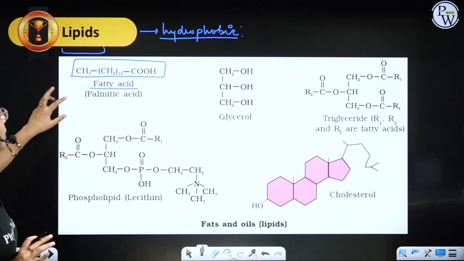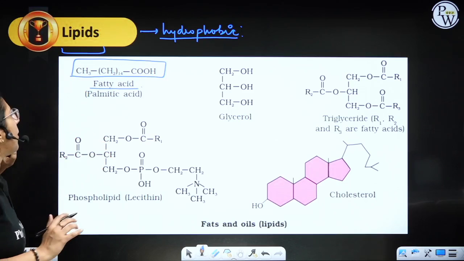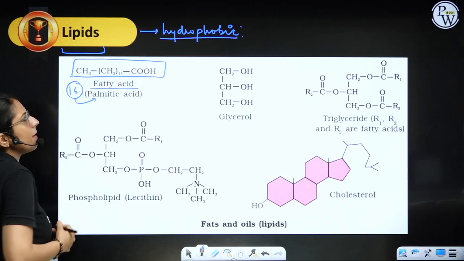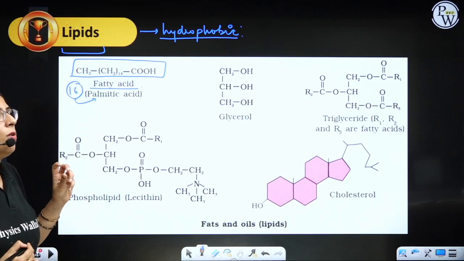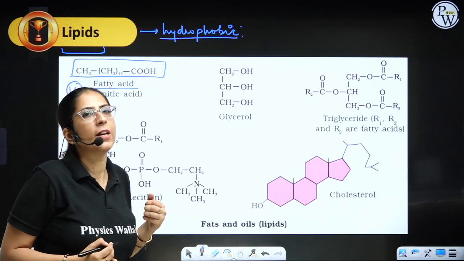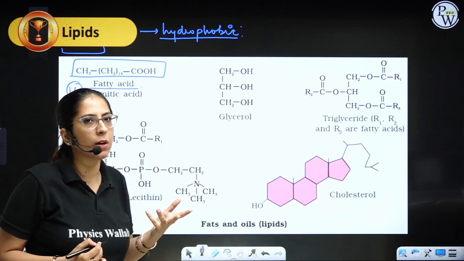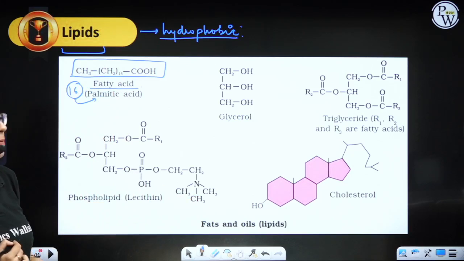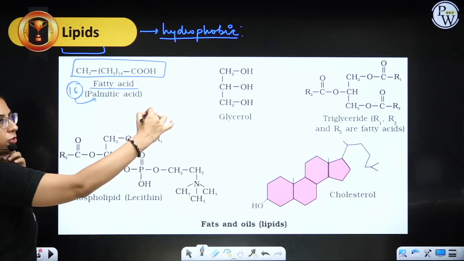Clear? Here guys, we are talking about 16 carbon atoms, and for 16 carbon atoms, the name given is palmitic acid. Now arachidonic acid is also present, for example, which has a total 20 carbon chain. Now this fatty acid chain which is present is a linear chain, right? Are you getting this point?